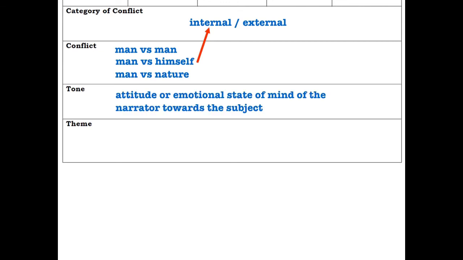Tone is the attitude or emotional state of mind of the author towards the subject, and it can greatly influence the perception that the reader has towards the subject discussed in the story. The last analysis element, the theme, is, according to me, the most important of all. The theme is the message or moral or main idea behind the story.